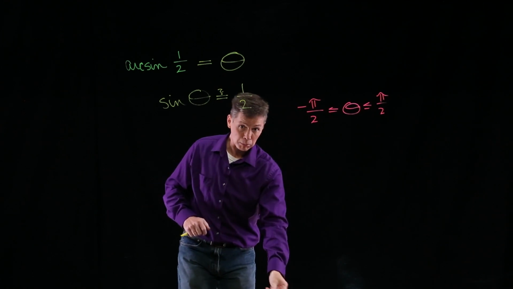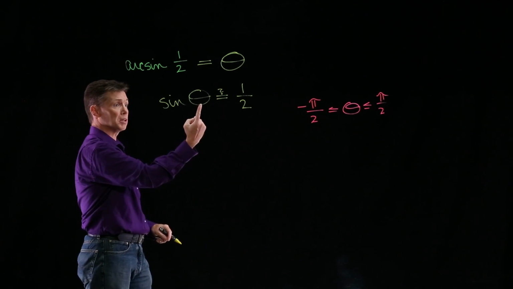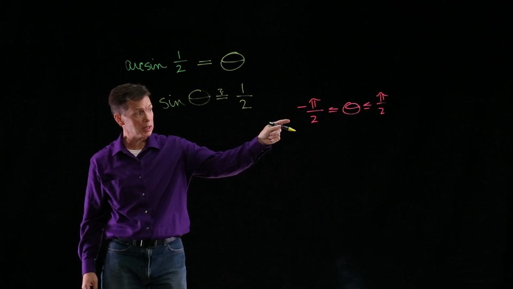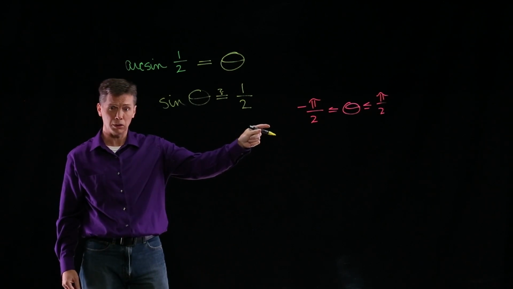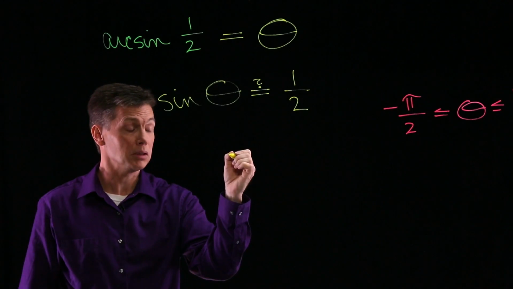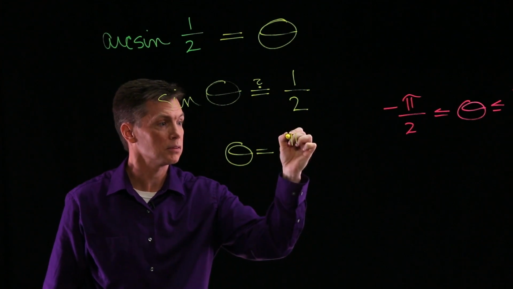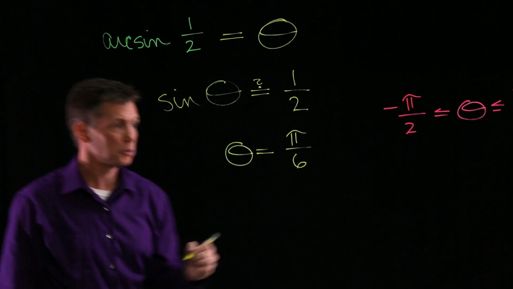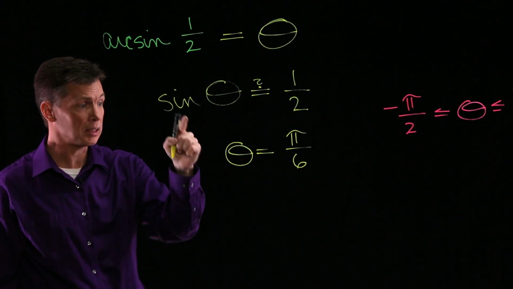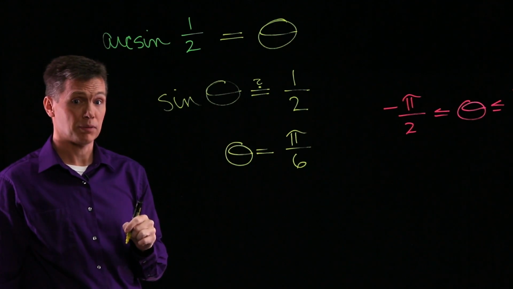All right, and then back to our problem. What that means to me is I'm still asking myself what theta will give me a sine of a half, but I need to make sure my theta is between negative pi over 2 and pi over 2. So the right-hand side of the unit circle, right? But in this case, a theta of pi over 6 satisfies what we were looking for. That is, the sine of pi over 6 is 1/2.